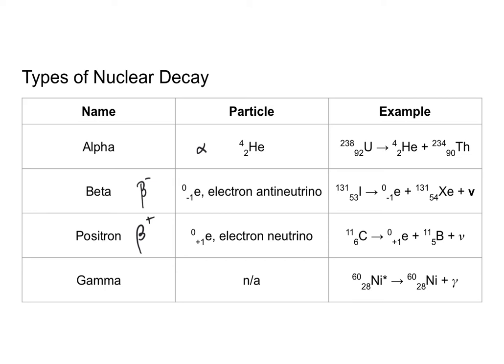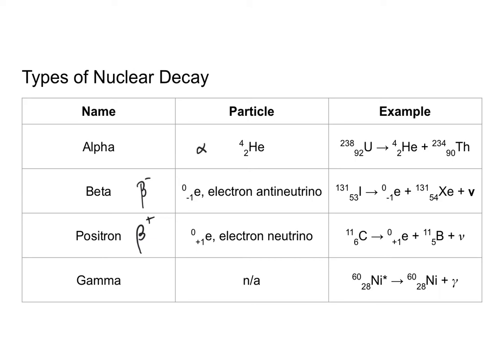A good example of positron decay is when carbon-11 decays into a positron and boron-11. And we can see again, we have all of our masses adding up and all of our charges on the bottom adding up as well. Our final kind of decay is the hardest to see.